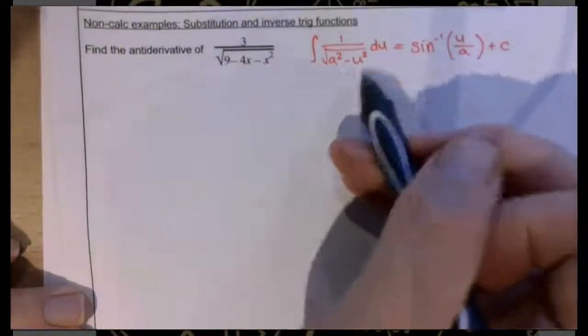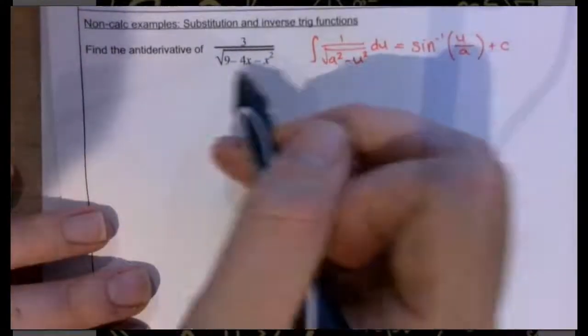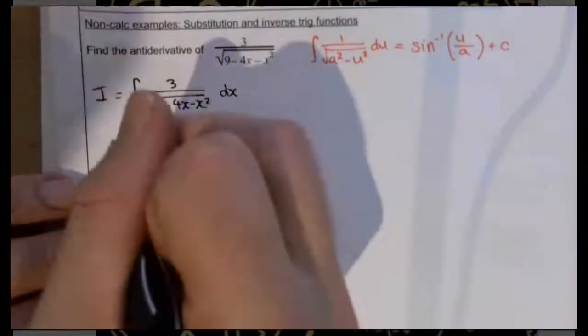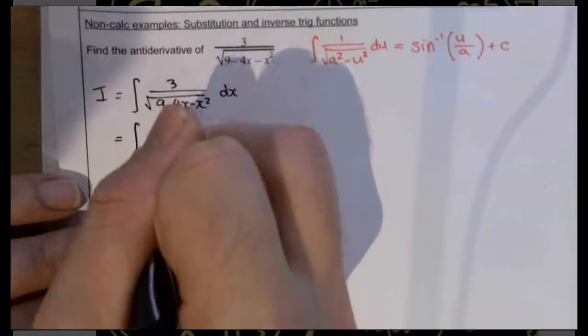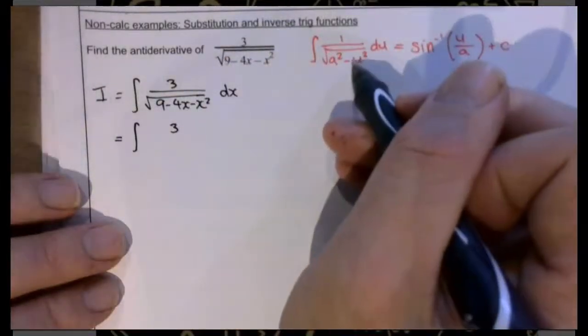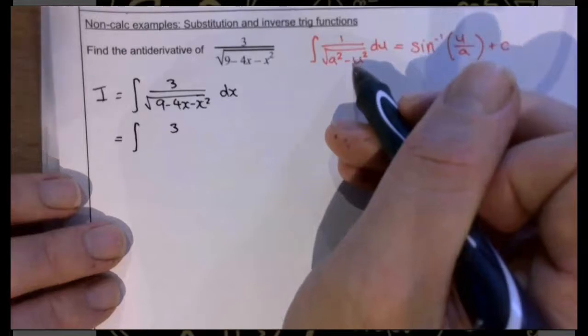Okay, so you've had a go. You're trying to match to this form. So the biggest thing here is we need to figure out what our substitution is going to be. So I define my integral I, which is going to be 3 over the square root of 9 minus 4x minus x squared dx. And I can tell what's going to happen here. I'm going to use the completing the square idea, and I'm going to try and get the last part of this, the minus u squared, to be a neat perfect square.